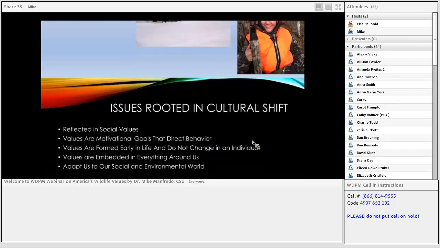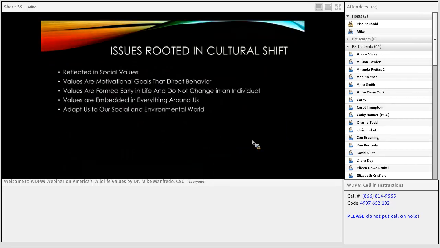So these are really daunting issues, and for us, as we look at that, these are issues that are rooted in culture shift, and they're deep-rooted social issues, which is reflected in social values that people have. Let me give just a little bit of a description of what I mean by social values. Values are these deep-seated motivational goals that direct broad patterns of behavior that people have.